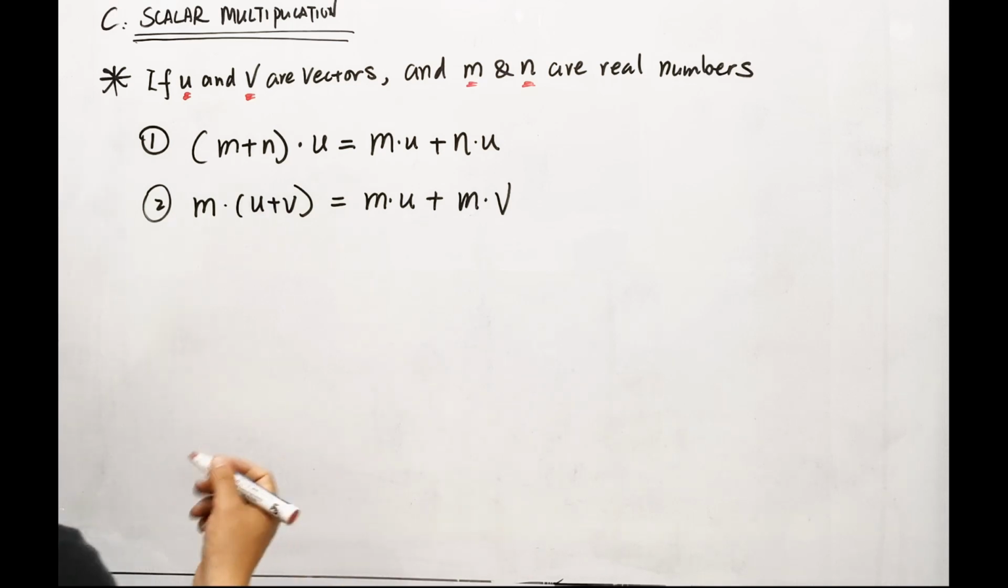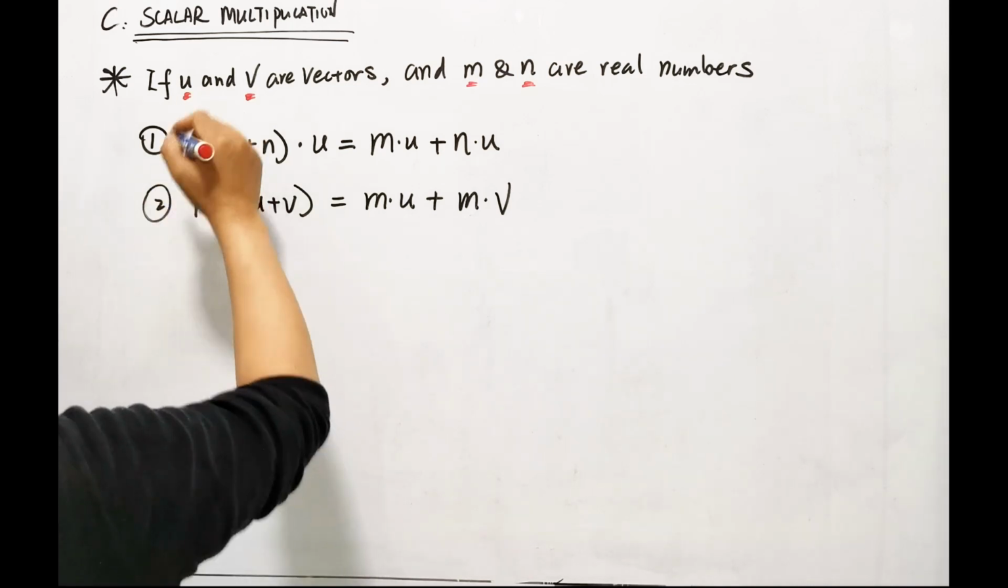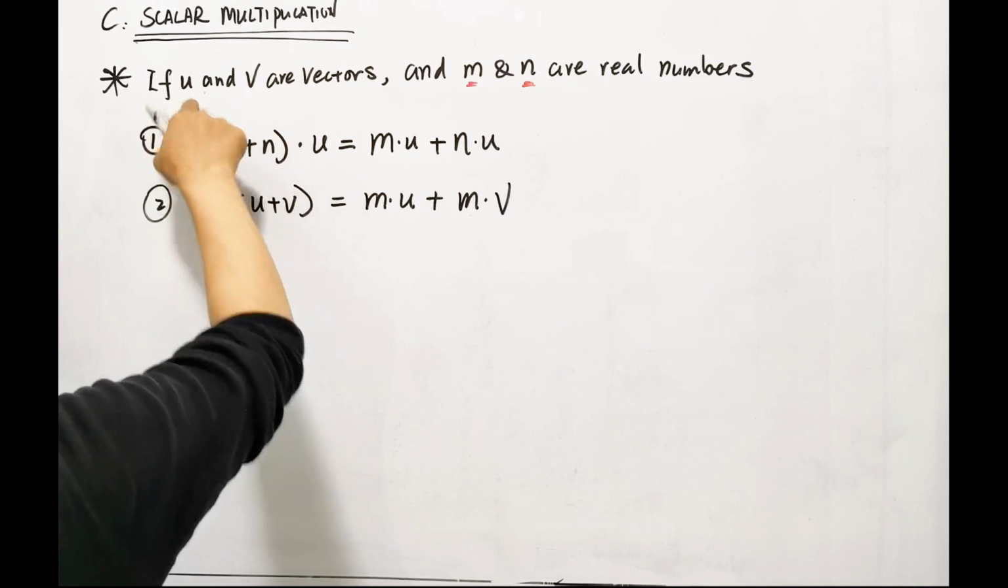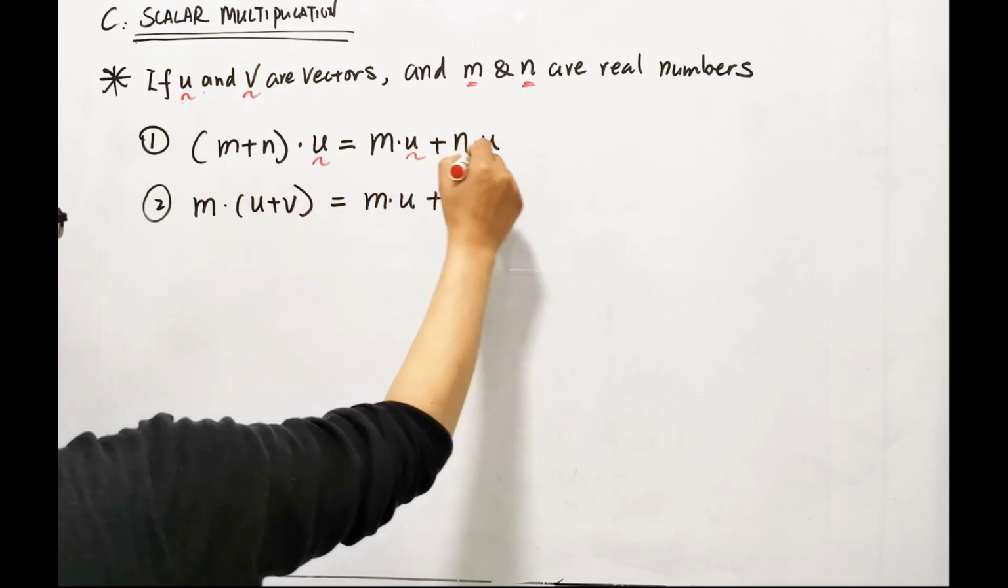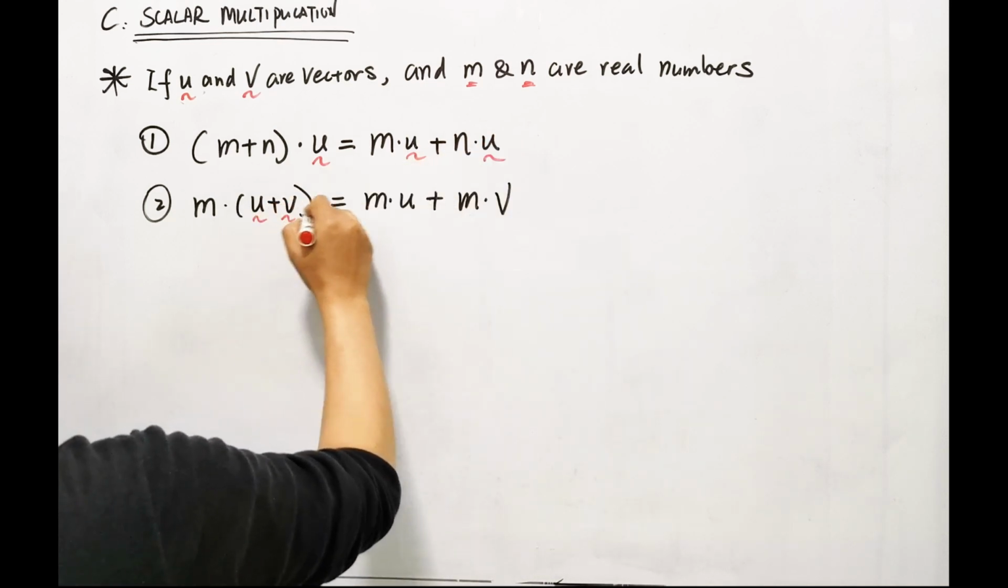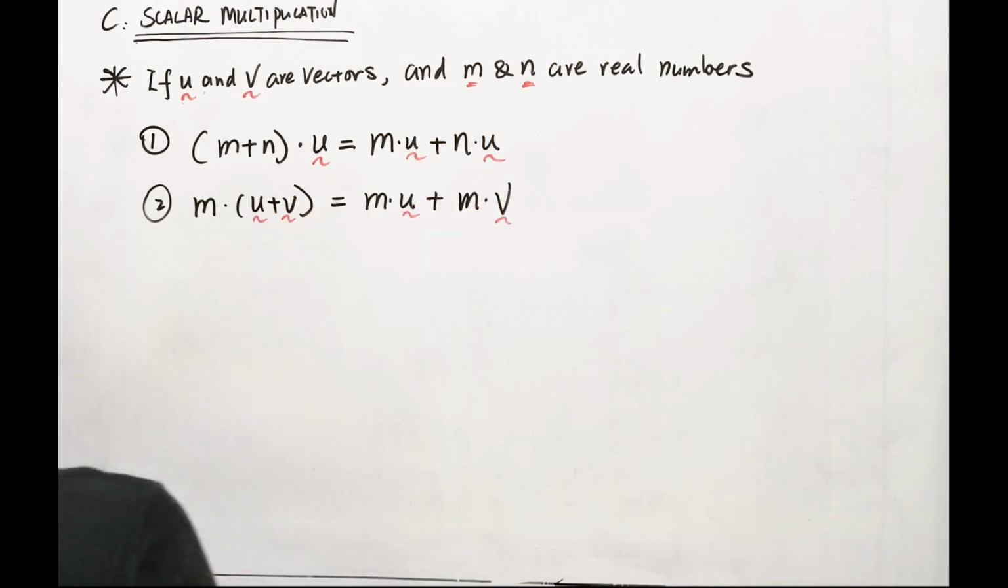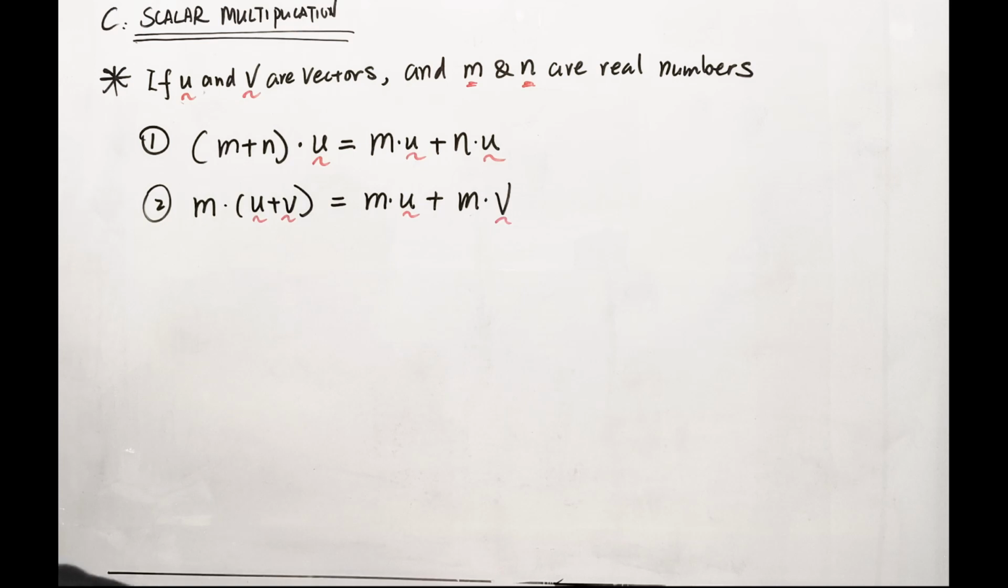So they are all numbers, right? So we can differentiate this one from here. We can draw this way, just making sure this is a vector, this is a vector, and so on. Okay, so m and n are real numbers.